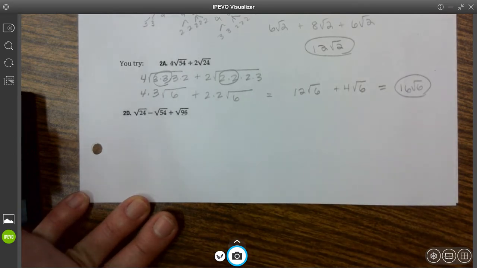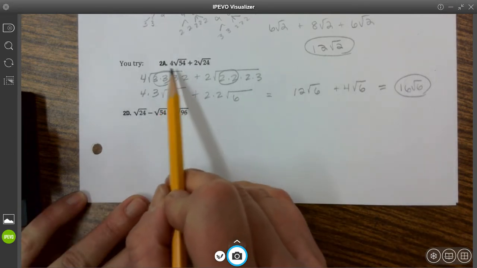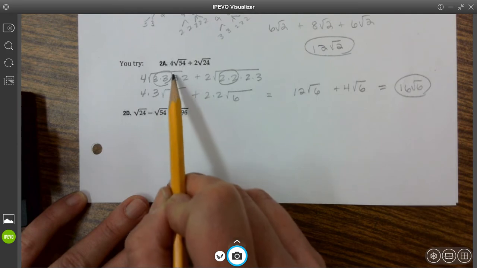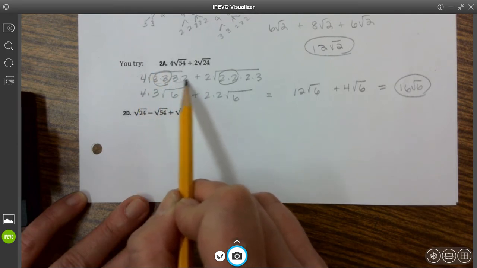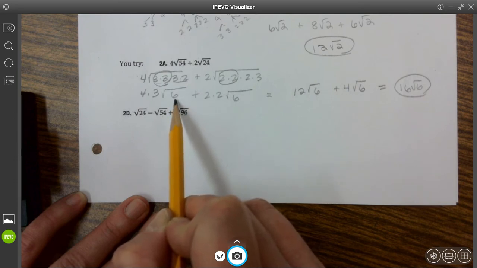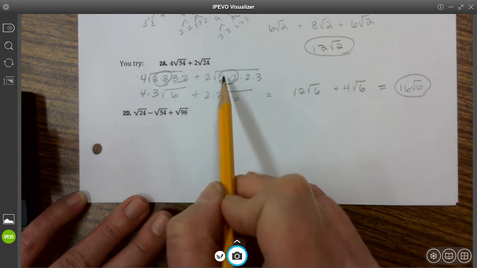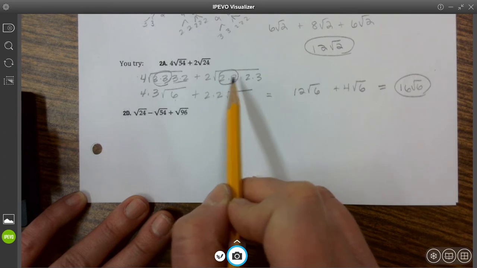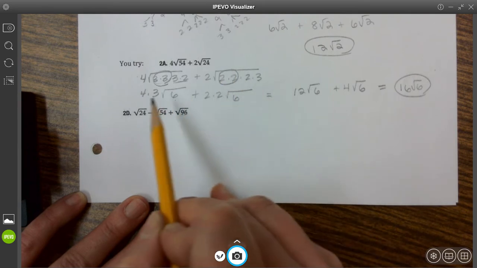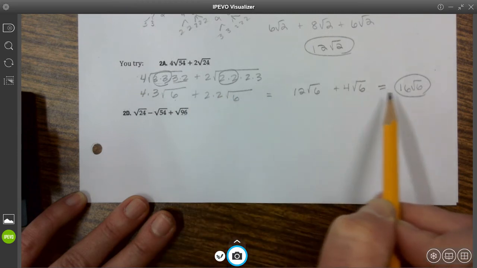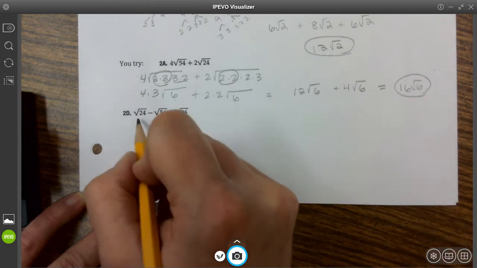All right. We break down the 54 to 9 times 6. The 3's come out, so it's 3 times 3. And then the 2 and the 3 go back together to be a 6. Here, 24 is 4 times 6. Bring out the 2. So it's now 12 root 6 plus 4 root 6, which is 16.